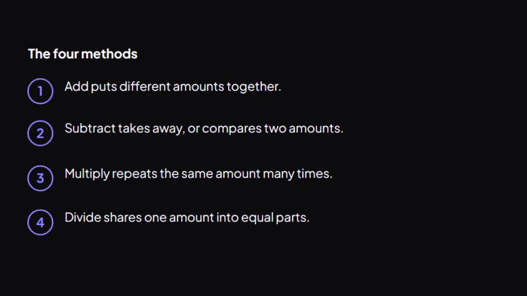There are four methods we are going to use. Number one, add, which means put different amounts together. Subtract takes away or compares two amounts. Multiply repeats the same amount many times, and divide shares one amount into equal parts.